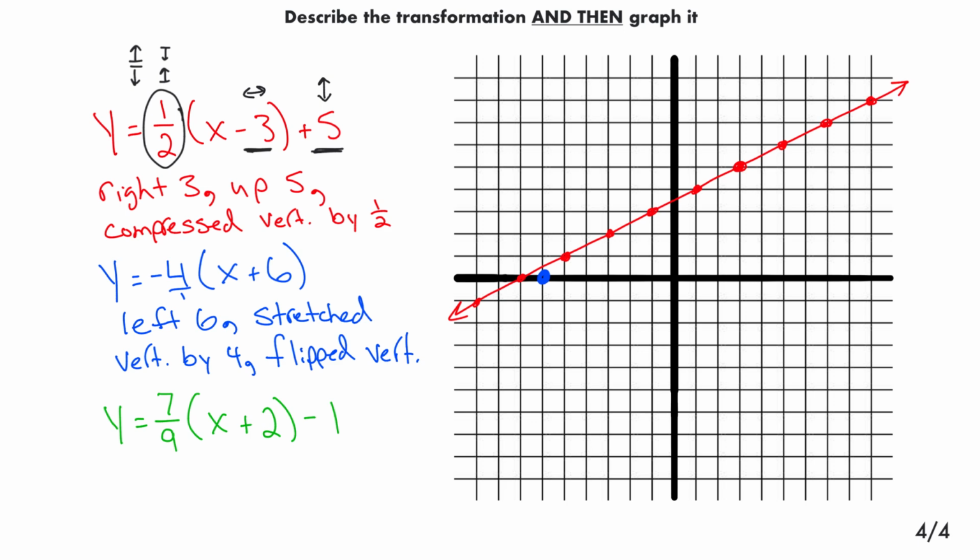So that dictates to me I'm going to go down 4, right 1. 1, 2, 3, 4, right 1. We could also go up 1, 2, 3, 4, and left 1. I now have a bunch of dots, so I could graph my line.